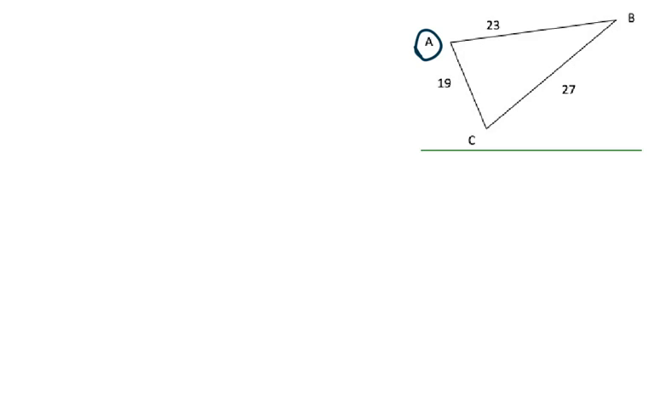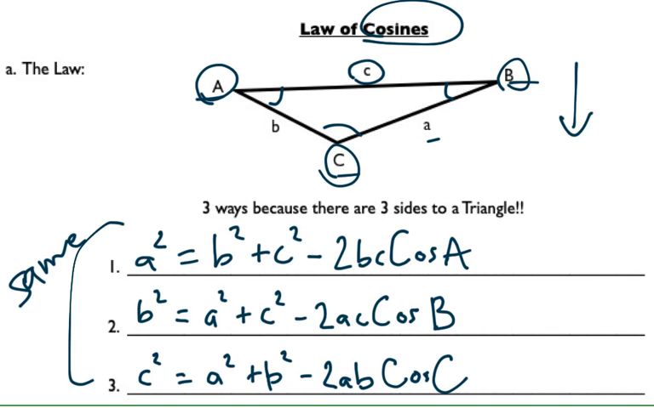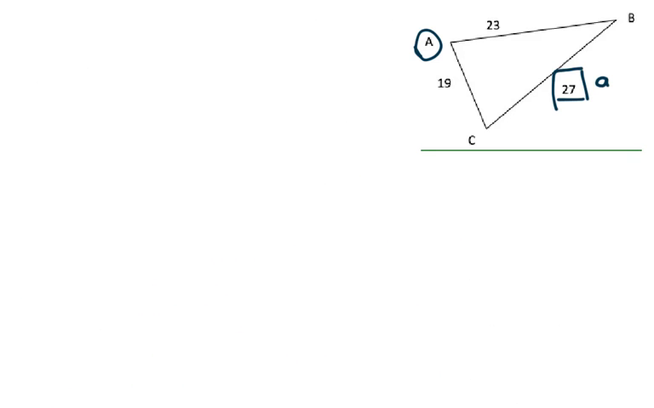If I'm trying to find A, the side length that corresponds to A is 27. That means the way my formula starts, side length 27 is lowercase a, and that's what needs to go first in my equation. So A squared is going to be 27 squared equals B squared. Well, across from B is 19, so that's 19 squared plus C squared, which is 23 because it's across.